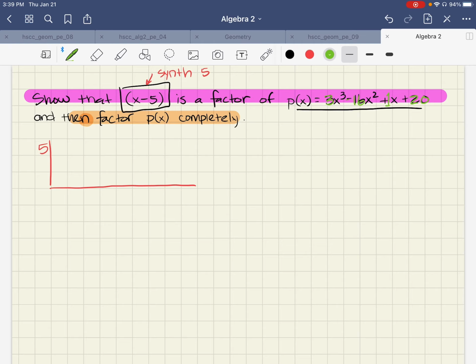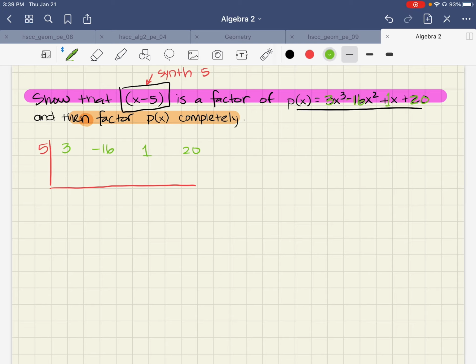So I need the 3, which is the number next to the x to the power of 3, and then the 16, the number next to x squared, and then the next, x to the power of 1. Notice I have every single one spoken for. I have x to the power of 3, I have x squared, I have x. In order, everything is exactly where I see it, so I'm going to write it down. I'm going to write 3, then negative 16, then 1, don't want to forget that guy, and then finally 20, all right? And then we go through the synthetic division.